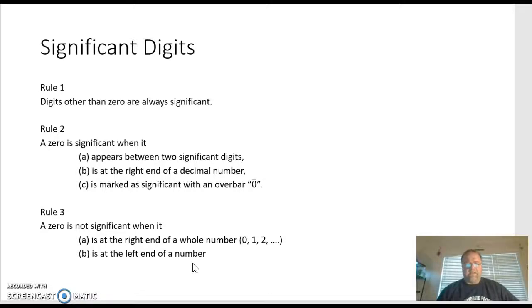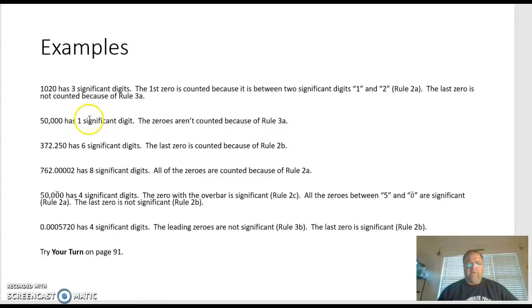All right, so let's take a look at some examples. 1020 has 3 significant digits. The 1 and the 2 are always significant because they're non-zeros. The 0 between the two significant digits is also significant. So that's 3 so far, but the 0 on the right of a whole number is not significant, so we don't count that one, and that's part of our rule 3, I think it's 3A.